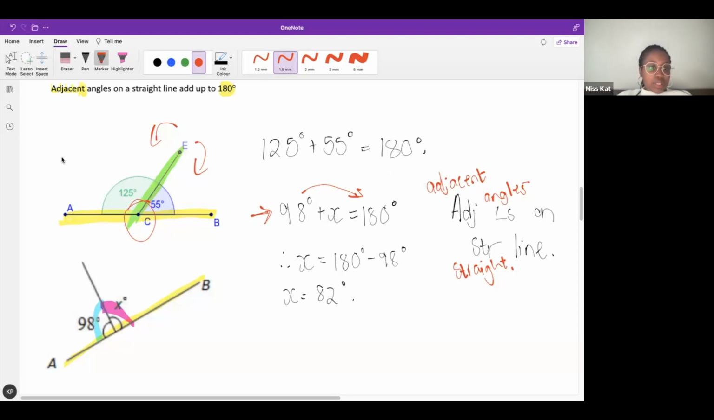Cool. Are we good? I'm checking in. Adjacent angles on a straight line. Thumbs up, thumbs down.